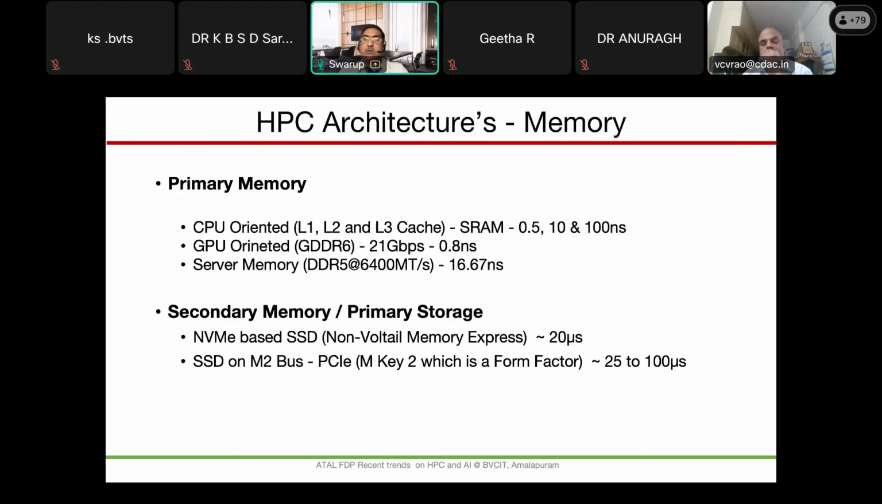Now come to the memory, the next slower part of the system. We said the processors are the fastest, now we'll come to the next slower one, the cache memories. You have three types of cache memories: L1, L2, and L3. These are all static RAMs, which are around 0.5 to 100 nanoseconds. L1 is working at 0.5 nanosecond, L2 at 10 nanoseconds, and L3 at 100 nanoseconds.